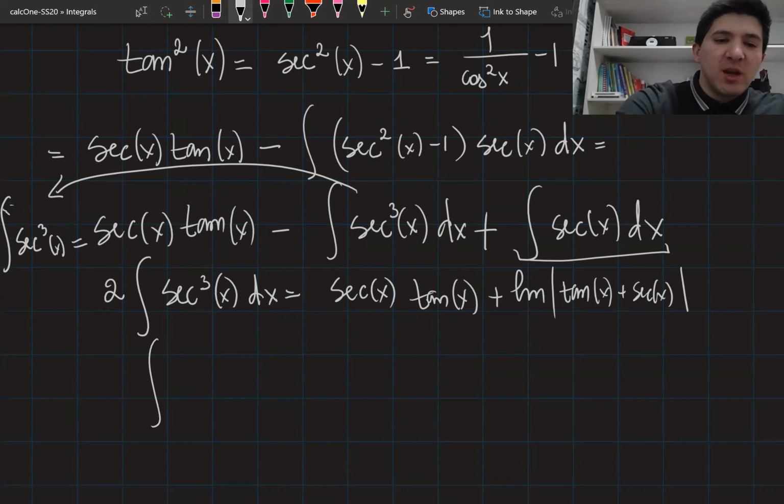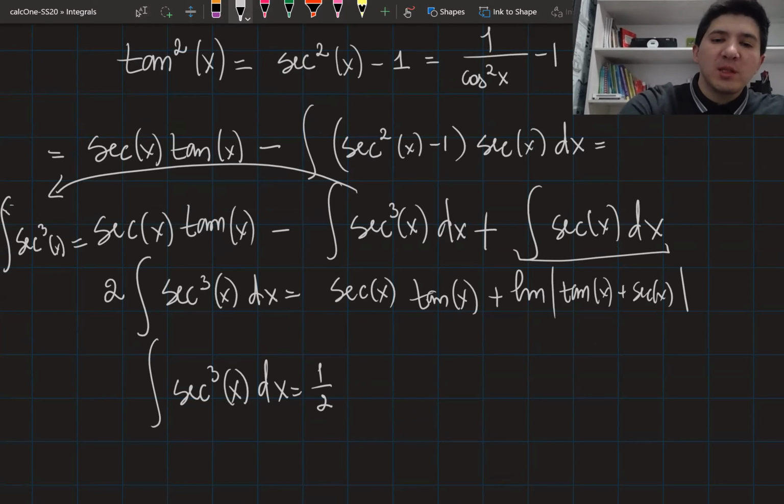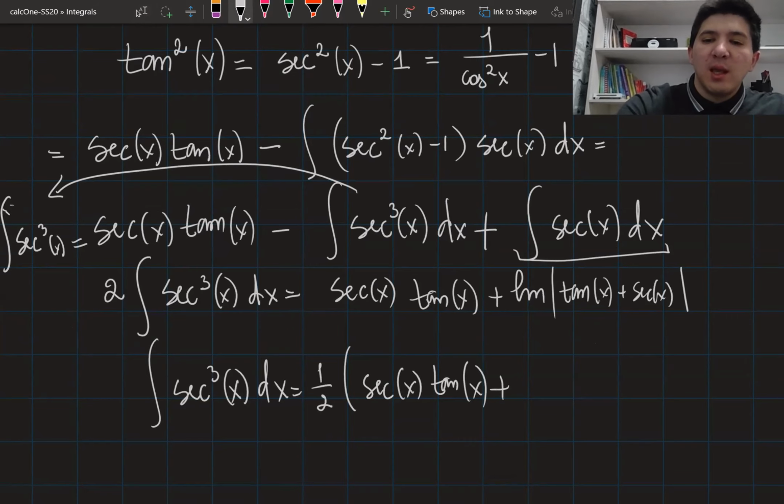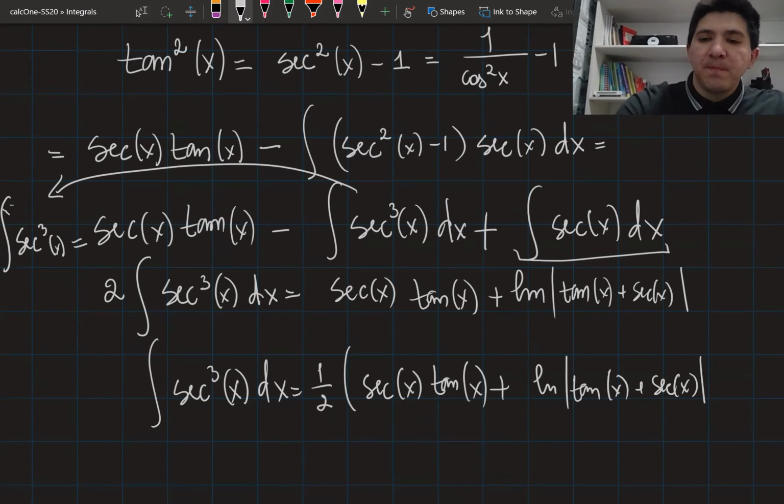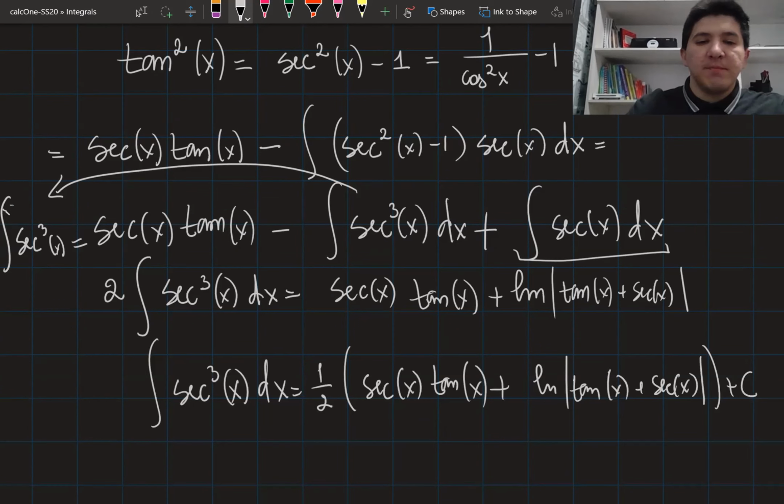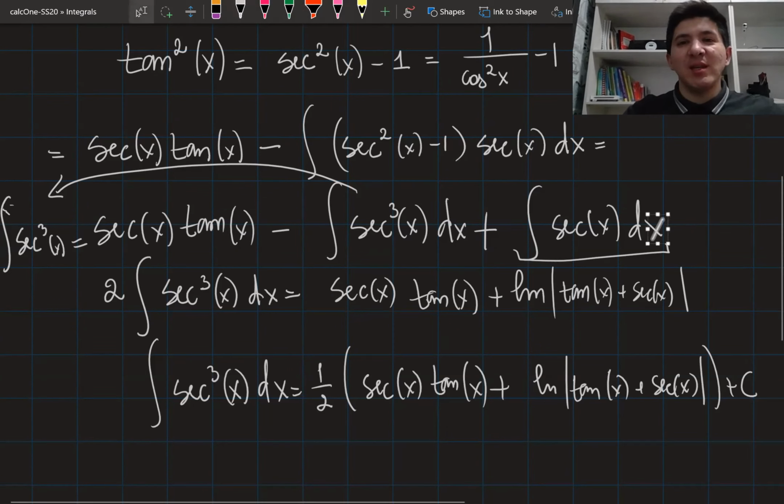Then the integration of the secant cube of x dx is going to be equal to 1 over 2 multiplied to the secant of x multiplied to the tangent of x plus ln of tangent of x plus secant of x plus the constant. So this is how we can integrate the secant in the cube.